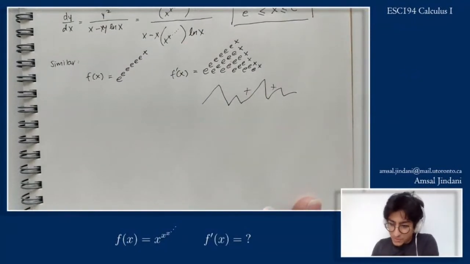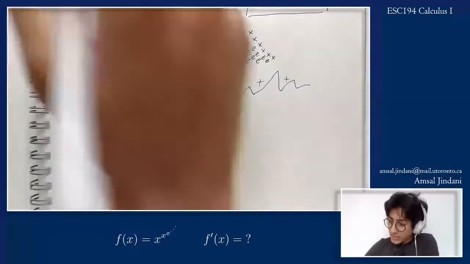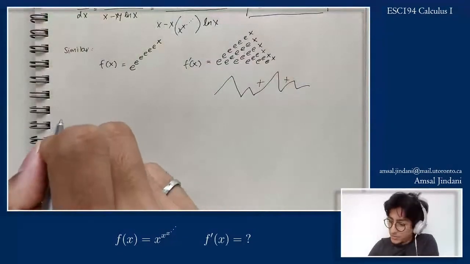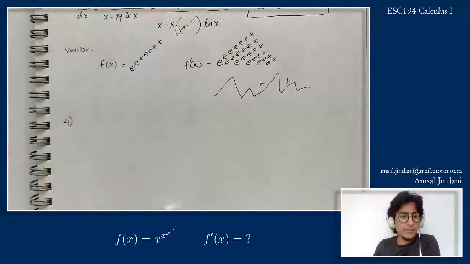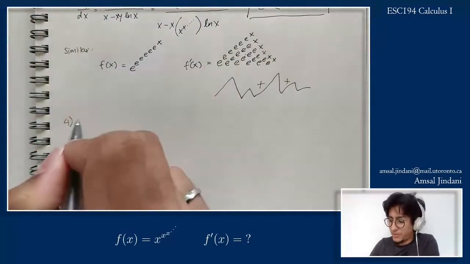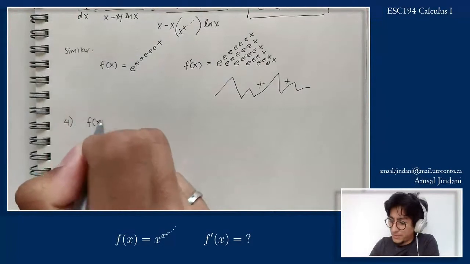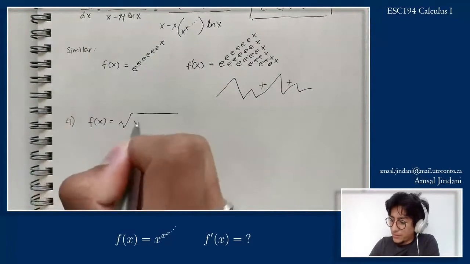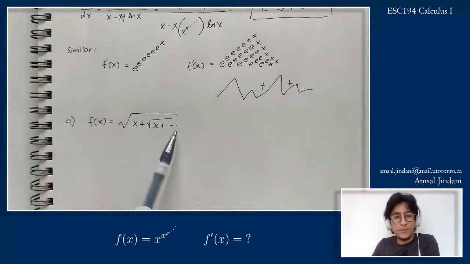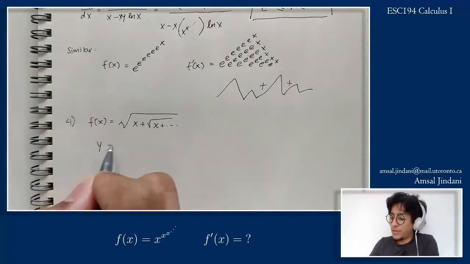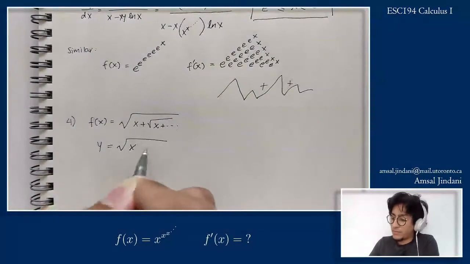Okay, so that was question 3. Let's take a look at question number 4 now. Once you know the trick for question 3, defining it as an implicit function, question 4 should be pretty simple. We have f of x equals the square root of x plus the square root of x plus blah, blah, blah. And if you notice, the copy of the function is within itself. So you have y equals the square root of x plus y.